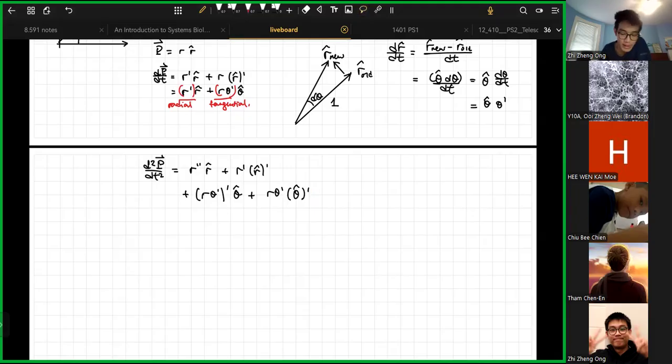Okay, we see another problem now. Just now we got r hat prime. How do we get theta hat prime? So theta hat prime can also be obtained by a similar argument. I'm not going to go through it here, but just know that theta hat prime, you can show that's equal to negative r hat theta prime.